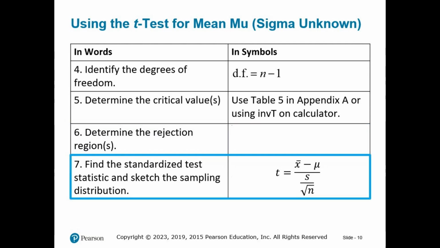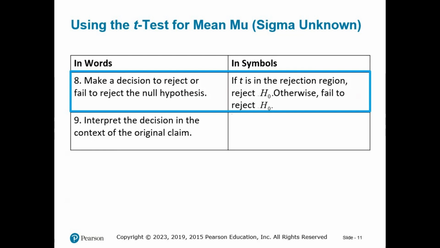After that, standardize the test statistic using this formula and sketch the sampling distribution. Next, make a decision to reject or fail to reject the null hypothesis. If t is in the rejection region, reject h0. Otherwise, fail to reject h0. Finally, interpret the decision in the context of the original claim.